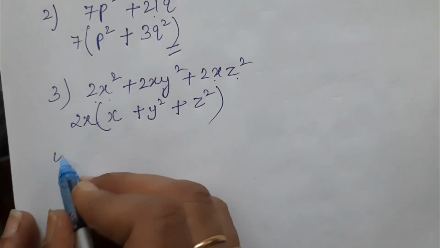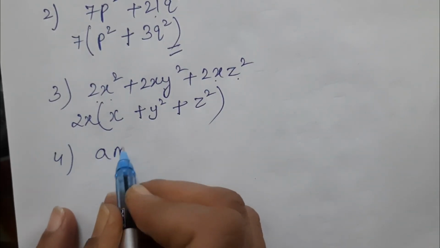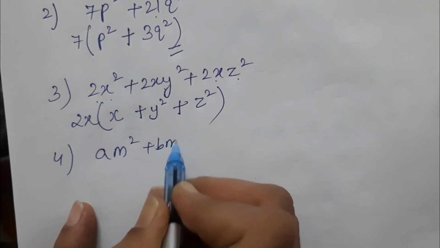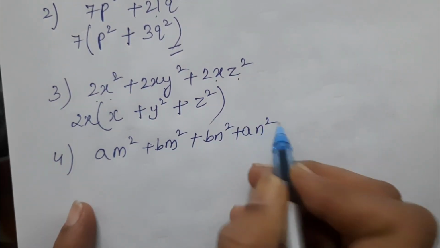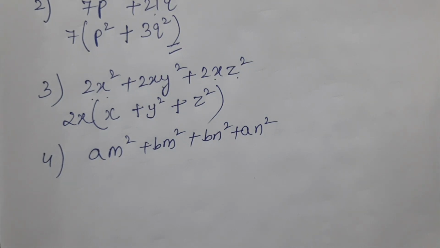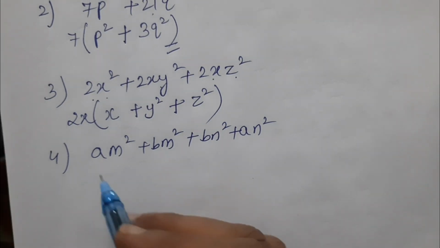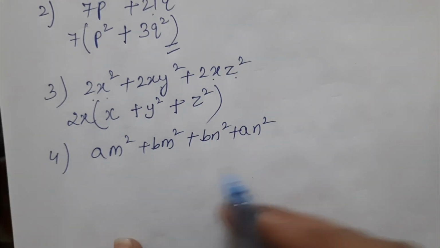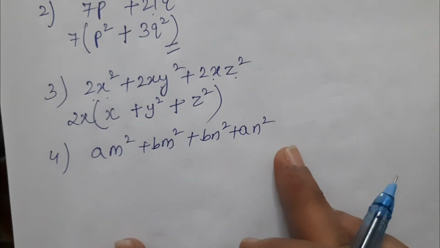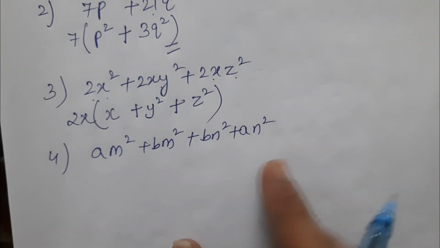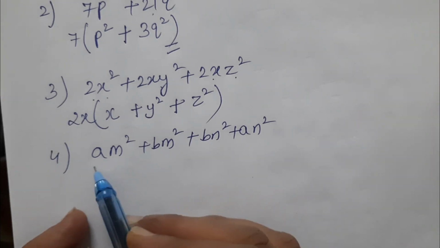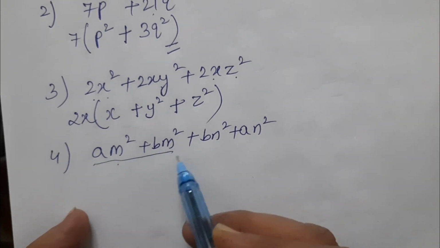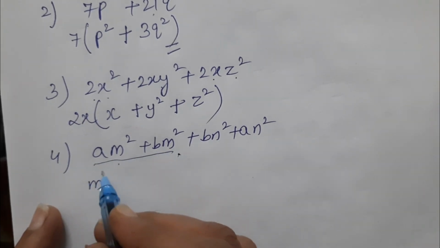Now the fourth question. Here am square plus bm square plus bn square plus an square. Again we are going to check out what is common here. As the terms are more, a whole square is not there. They are not in the square form. So the only option is to check out the common and then make the brackets. We can see that out of the first two terms, m square is common. So take m square common.